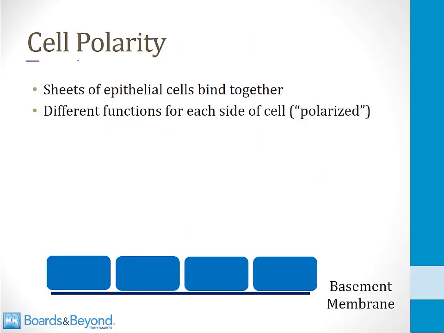Now let's talk about cell polarity. So in the body, sheets of epithelial cells tend to bind together, as I've drawn on the screen here. So you may have a number of epithelial cells sitting next to each other. And it turns out in many cases what happens on one side of the cell is different from what happens on the other side of the cell. This is called cell polarization, meaning that different membrane surfaces of the cell do different functions, and not all membranes of the cell are the same.